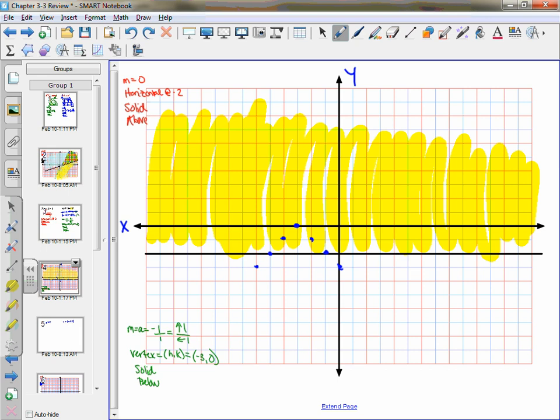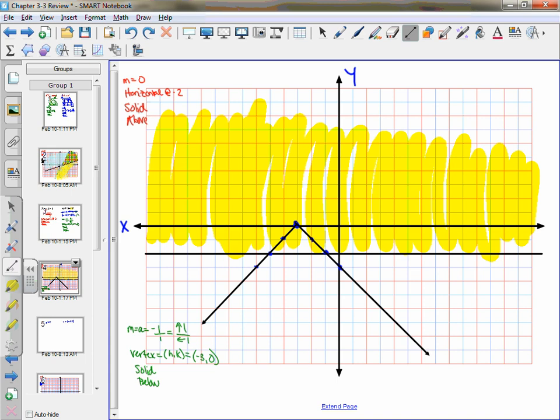My vertex is -3, 0. So here's that point right here, -3, 0. You see it? And from there, I know it opens down because my A value is negative, so I have a V going down. I can use my slope, down one to the right, down one to the right. And since there's symmetry going right down my vertex, I can get the other side also. Now I'm going to have a solid one. So there is my V.